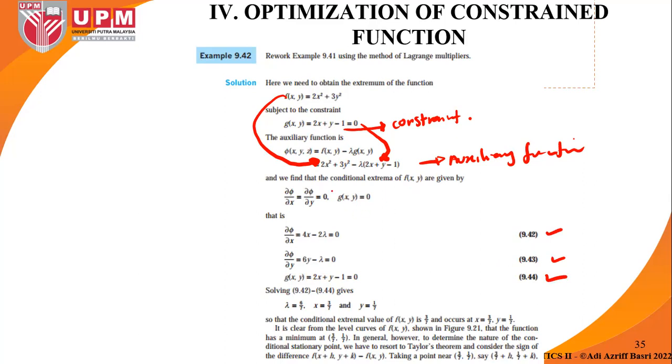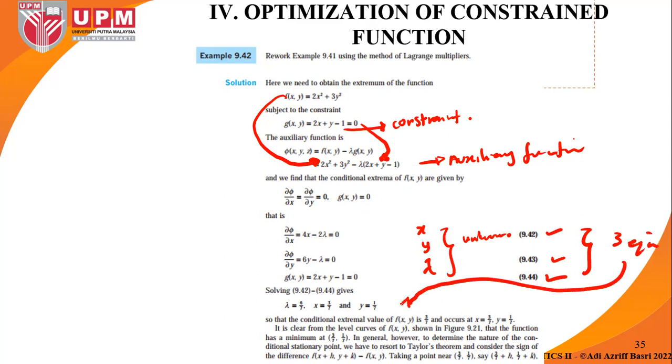So you have 3 equations here. You want to find 3 unknowns, which are x, y, and lambda. From these 3 equations, automatically you will get the unknown answers. This is simple mathematics. You will get lambda 6 over 7, x 3 over 7, and y 1 over 7. So the condition of extrema value of f(x,y) occurs at x 3 over 7, y 1 over 7.